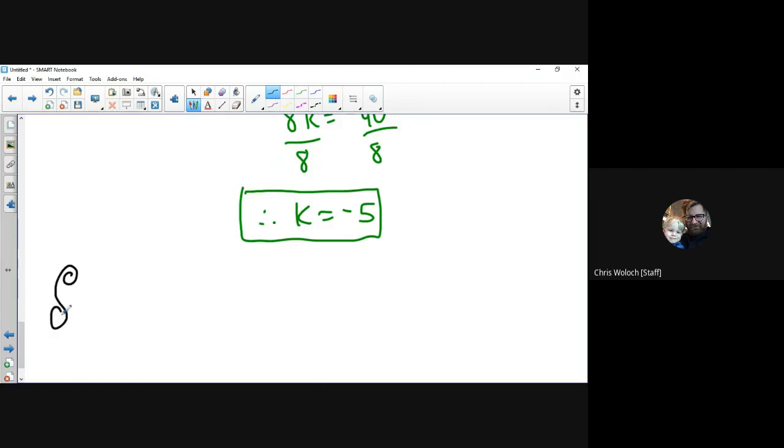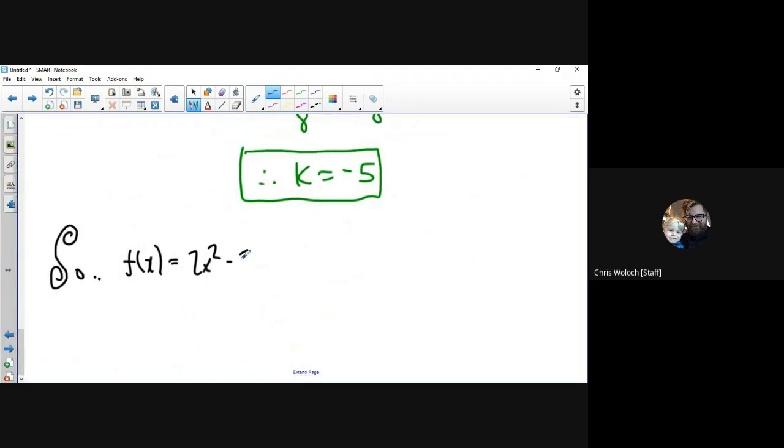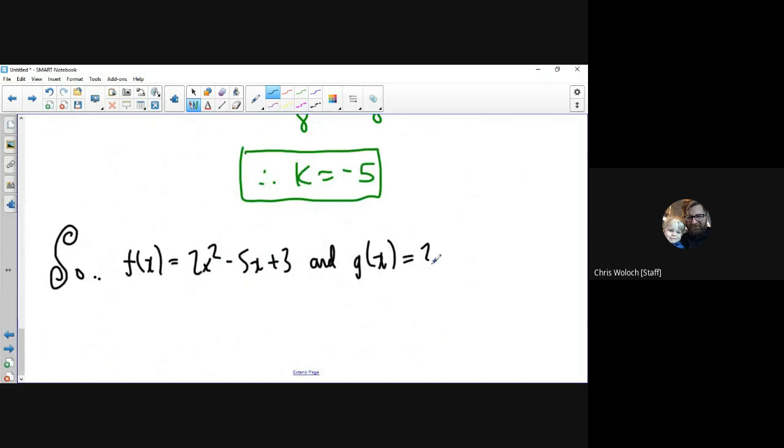Right, so f of x equals, oh gosh, I forgot what this thing, 2 minus 5. And g of x equals, will cross at only one point. Okay?